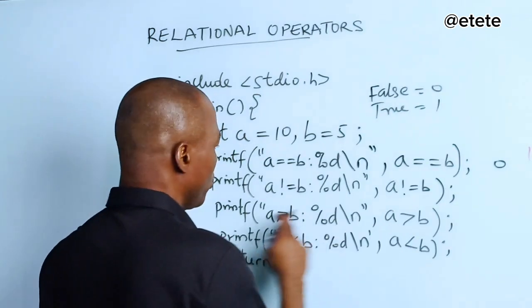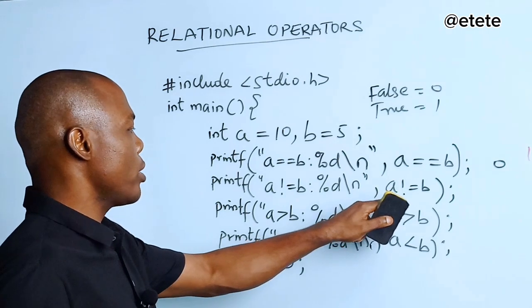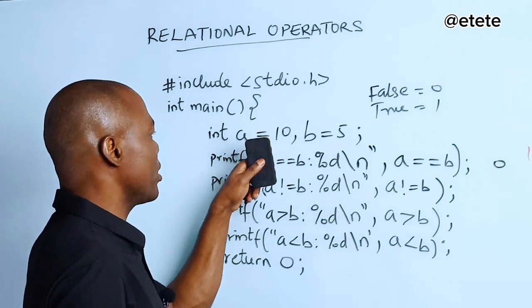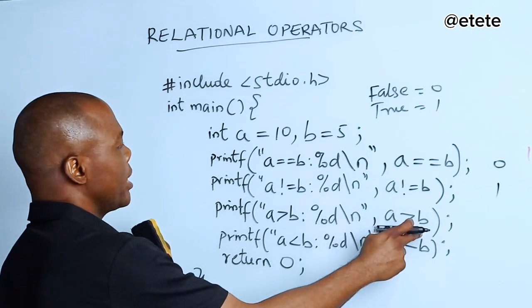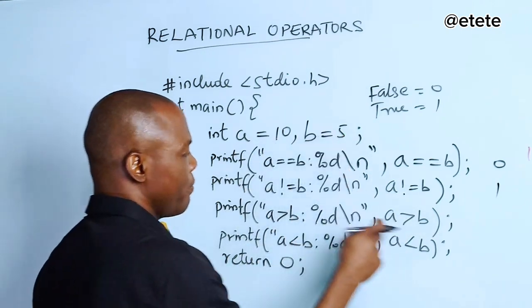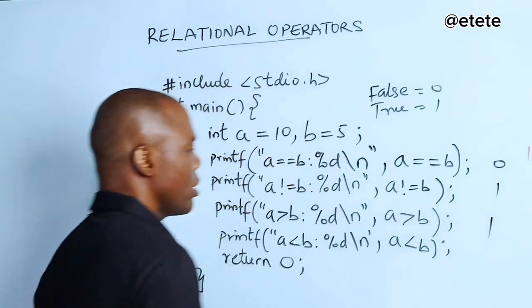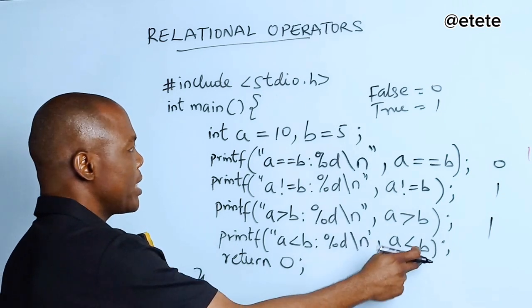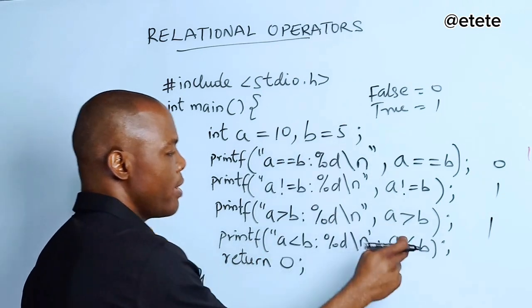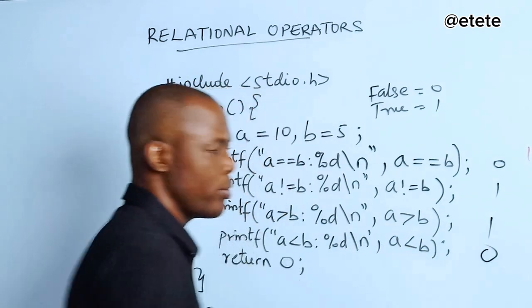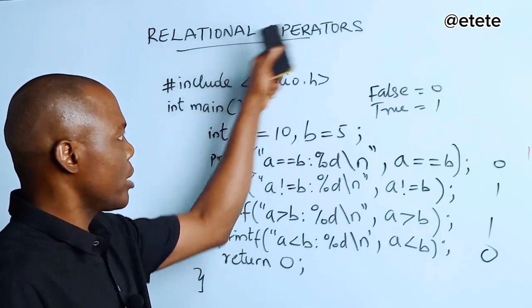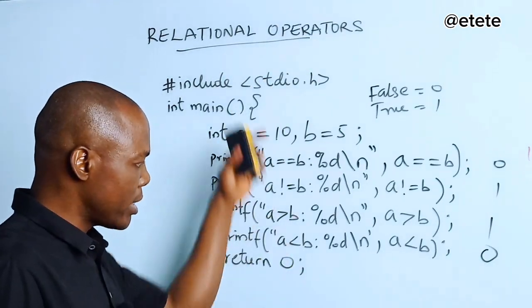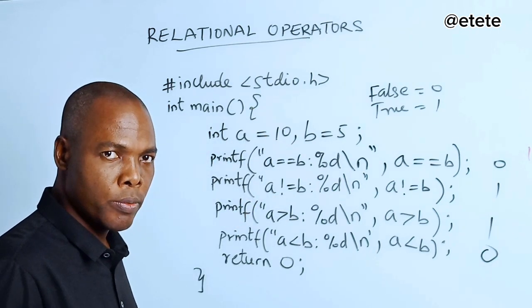Same line. So by the time I do this, a not equals to b, yes, a is not equals to b. This one will return 1. a is greater than b. a is 10, b is 5. Yes, a is greater than b. That is true. So that will return 1. a is less than b. a is 10, b is 5. a is not less than b. This will return 0. Right? This is relational operators. So that is what this is going to give to you.